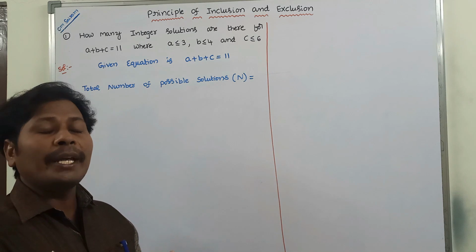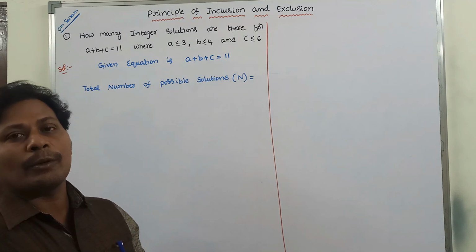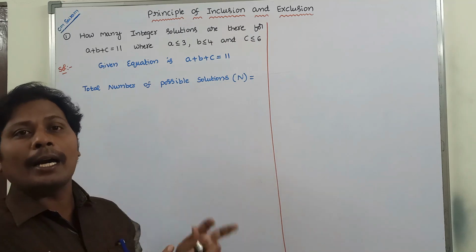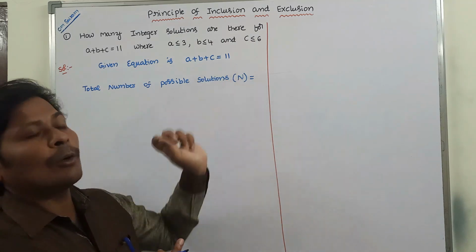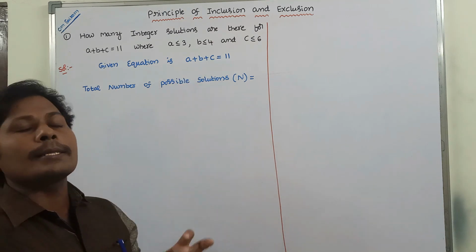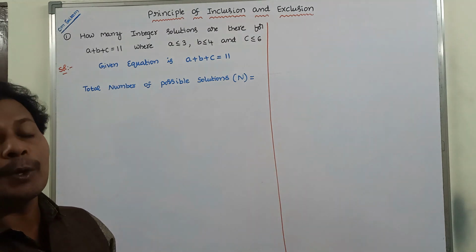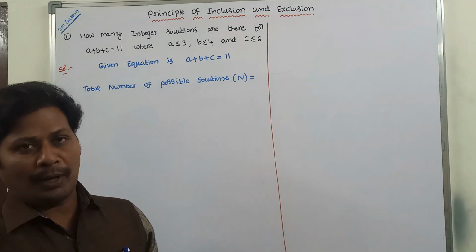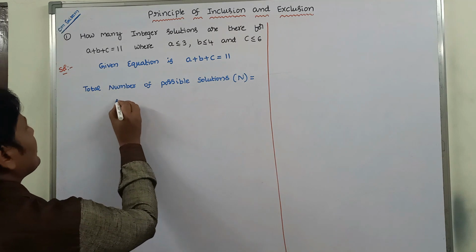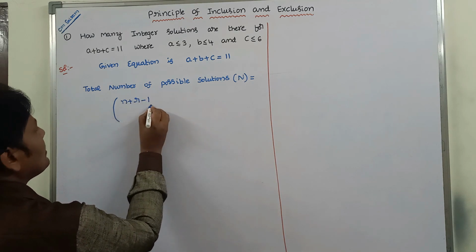Why are we using the combinations with repetition formula? Here the given equation is a plus b plus c is equal to 11. We have to find out the possible combinations of a, b and c values whose sum is equal to 11. For that purpose, we have to use the combinations with repetition formula to find out the total number of possible solutions N. The formula is N plus R minus 1 C R.